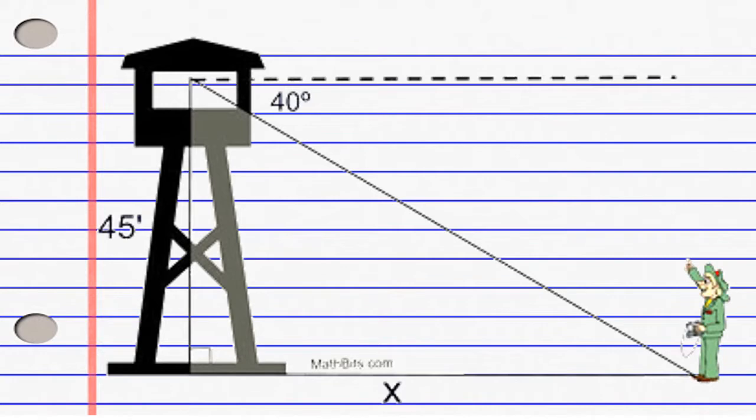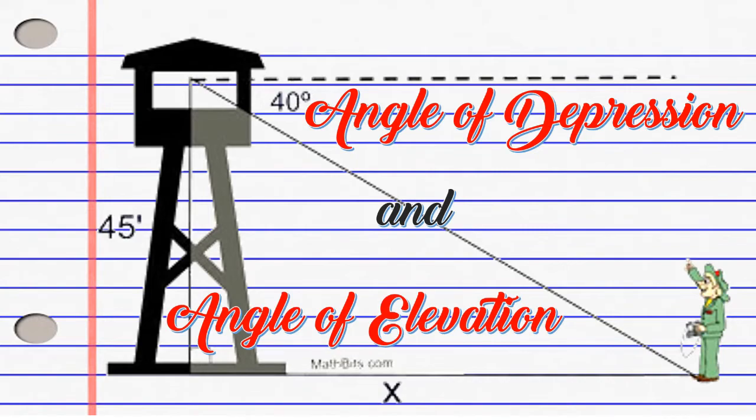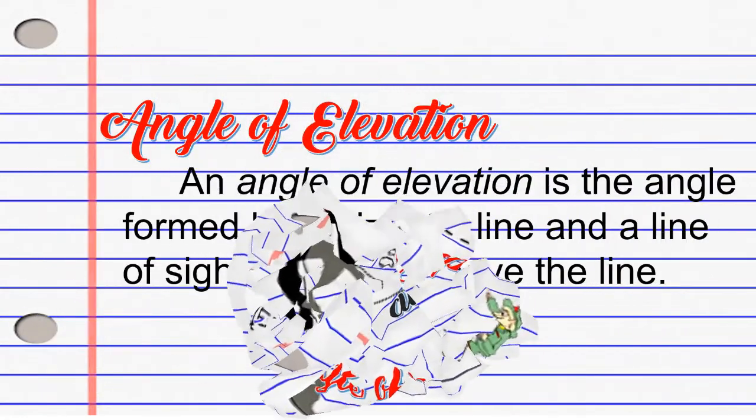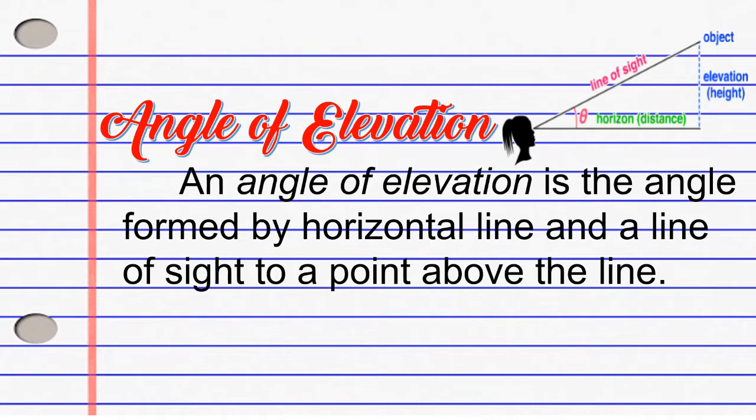This week we will talk about illustrating angle of depression and angle of elevation. Let us define angle of elevation. An angle of elevation is the angle formed by a horizontal line and a line of sight to a point above the line.